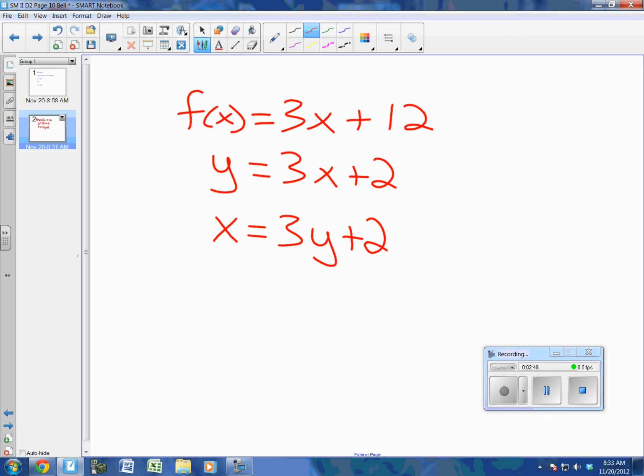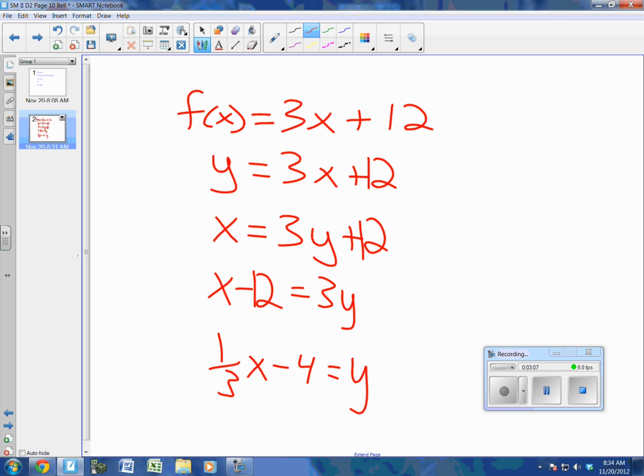And then we solve for y. Step 3 would be to solve for y. So I would minus 12 and divide by 3. Sorry, it is 12. So minus 12 and divide by 3 is going to be 3 into 12 is 4, right? And there I have y equals 1/3 x minus 4. And the last step was to change y to f inverse of x. So it's 1/3 x minus 4.